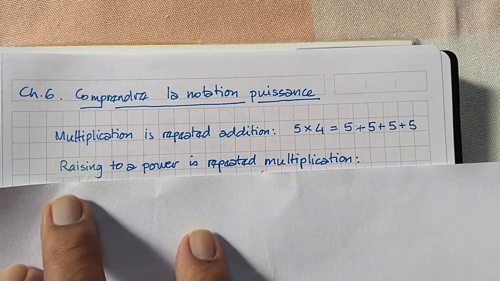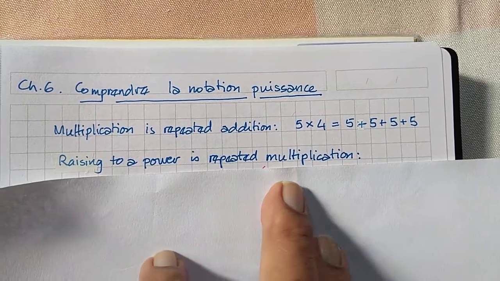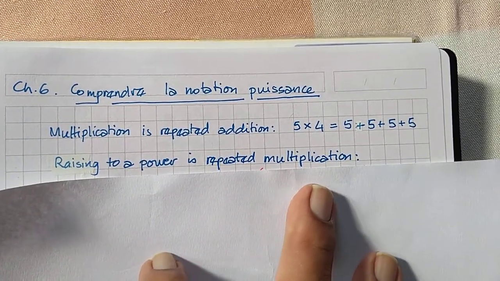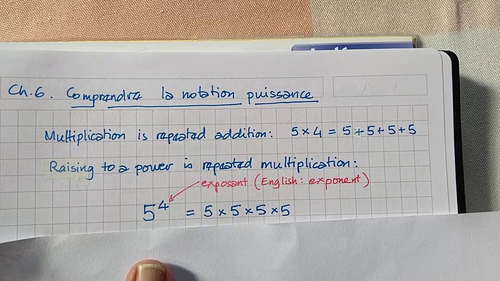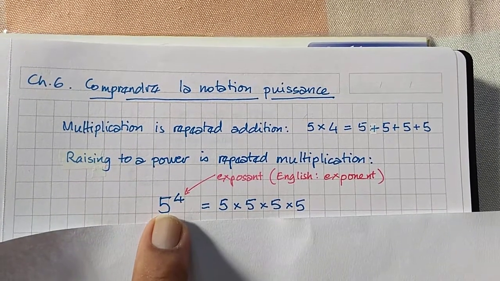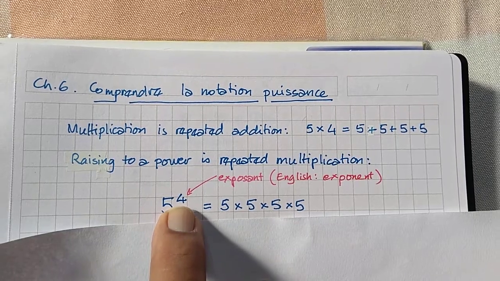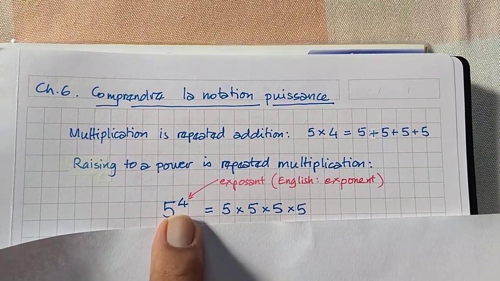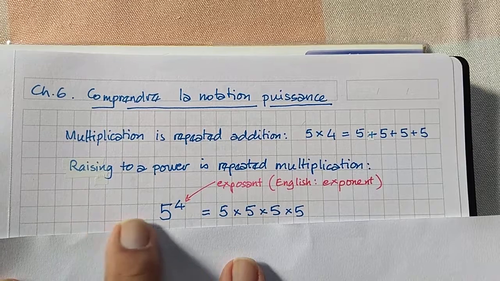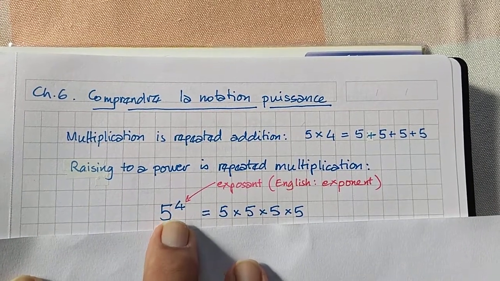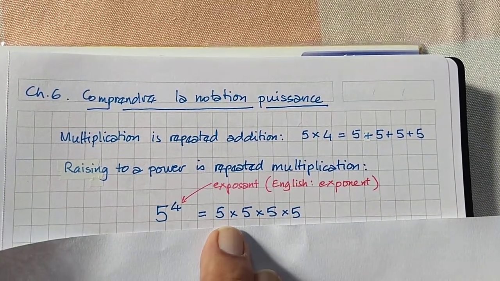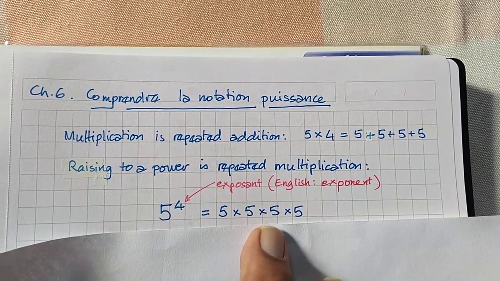Now, raising to a power, that is taking something to a power, prendre la puissance, raising to a power is just repeated multiplication. So if you have a number like 5 to the power 4, this is how you write it. 5 is written normally, 4 is written smaller and above there as a superscript. If you know these terms from word processing, it's written higher. 5 to the power 4 means 5 into 5 into 5 into 5.